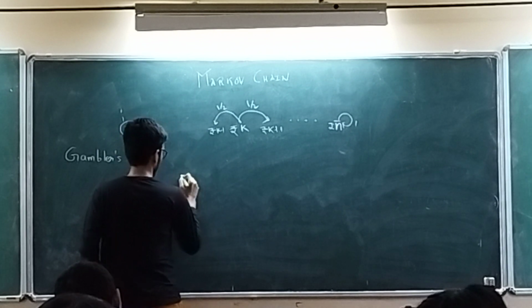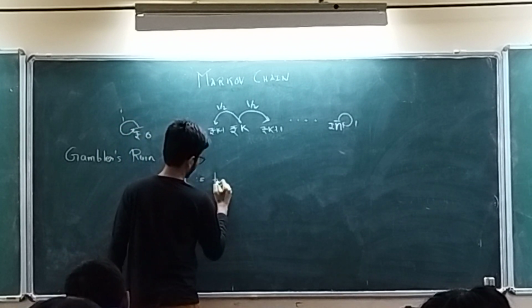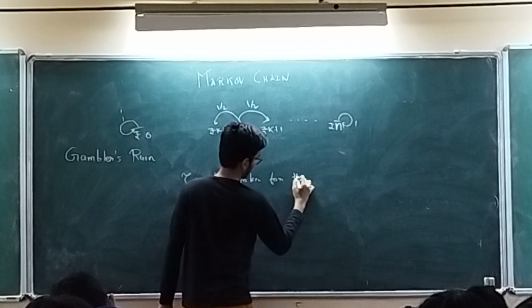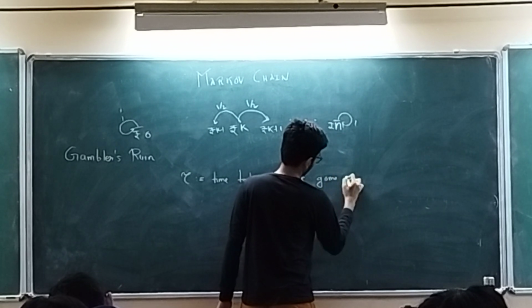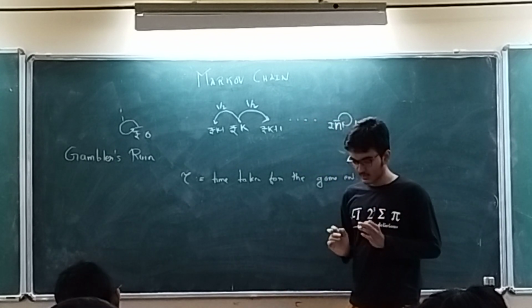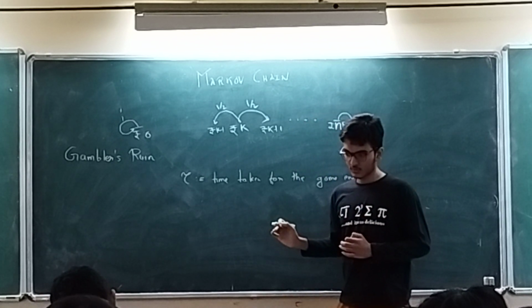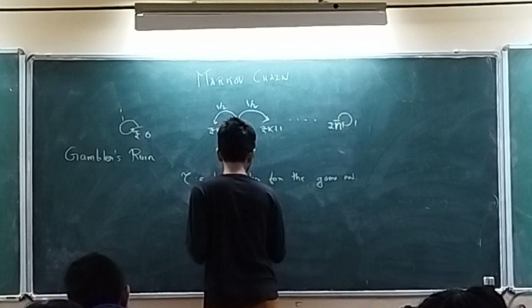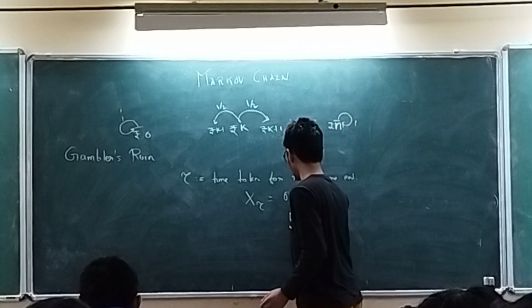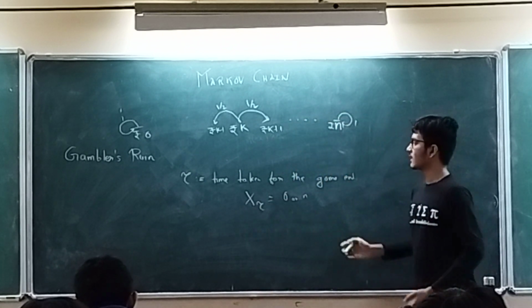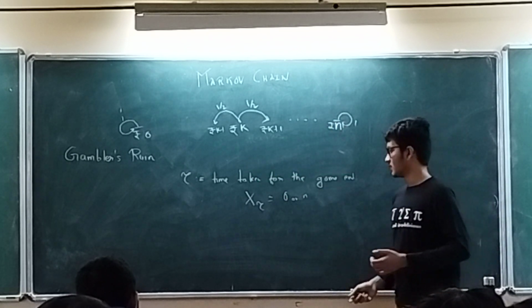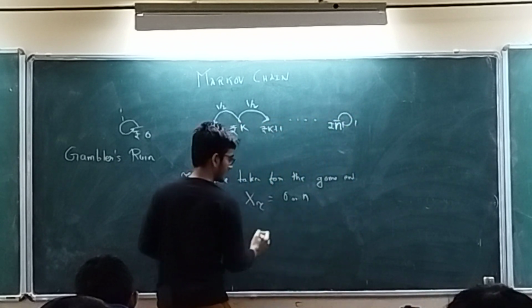So, as I told you, let's keep tau as the time taken for the game to end. So when does the game end? When it either reaches n or it reaches 0. Now I am interested in the probability that I will win. What is X tau? X tau is the position where I will end. So it can be either n or 0. Now I am interested in what is the probability that X tau is n.